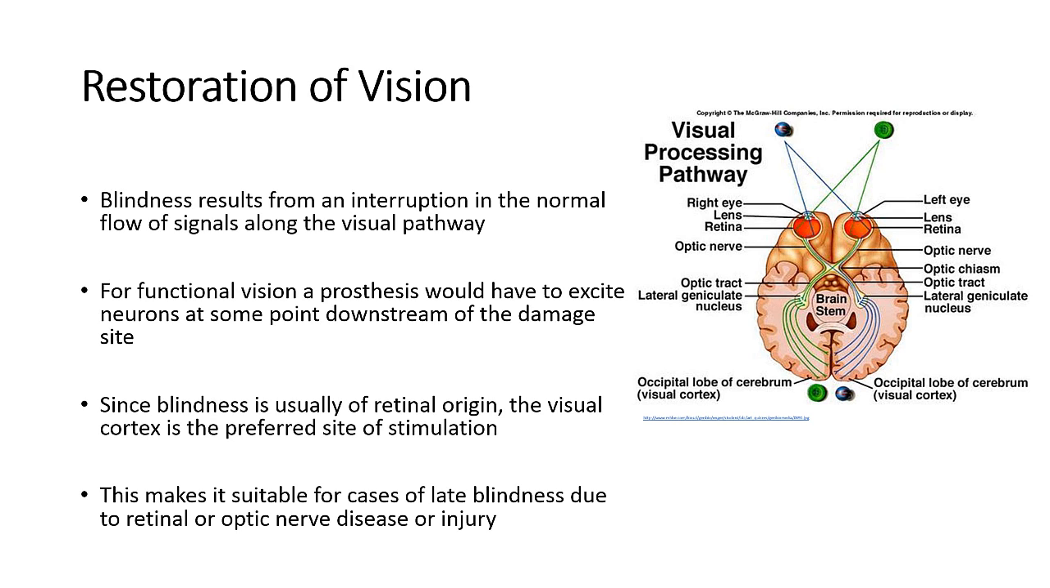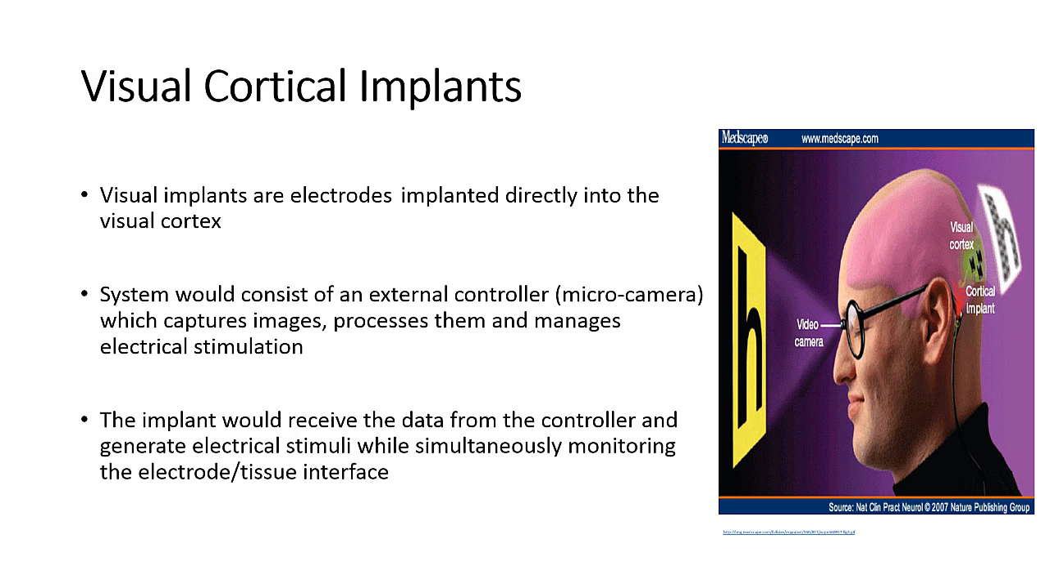It is not just due to this, it is multiple factors that make it so. It is also mainly because the visual cortex tends to be outside of the pathway of most damaged neurons, and hence this makes it suitable for cases of late blindness, especially retinal or optic nerve disease or injury. It is also that the large surface area of the visual cortex makes it ideal for implanting electrodes, and it makes it a lot easier to implant electrodes as compared to the retina or the LGN.